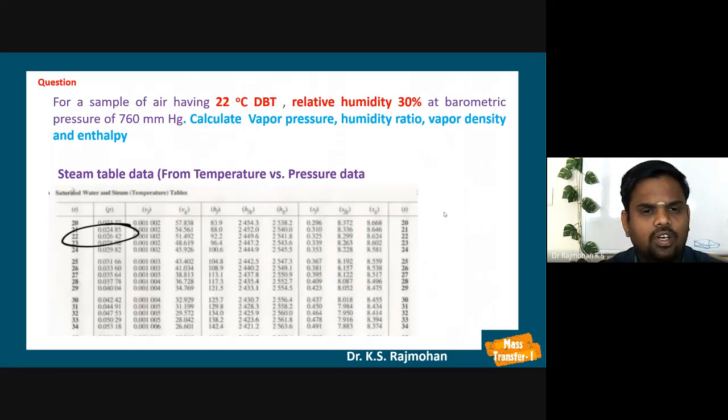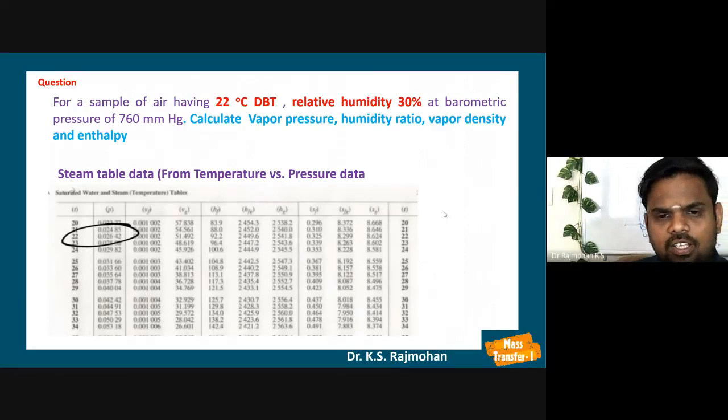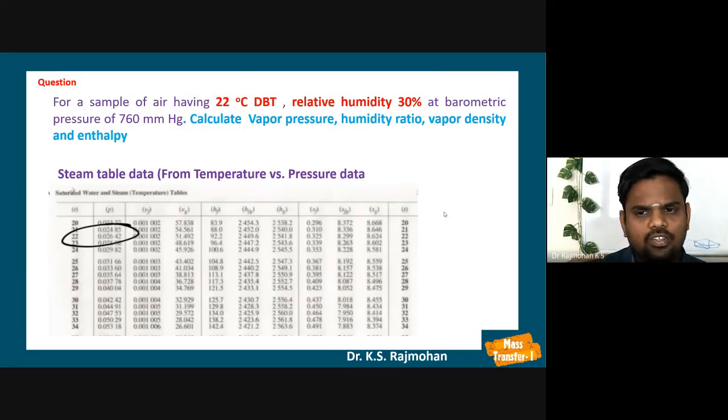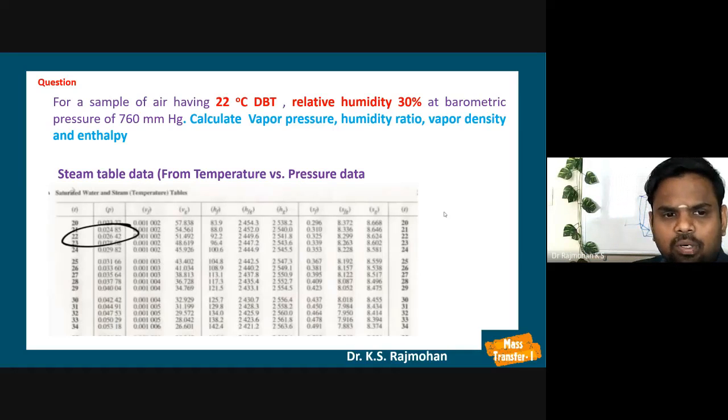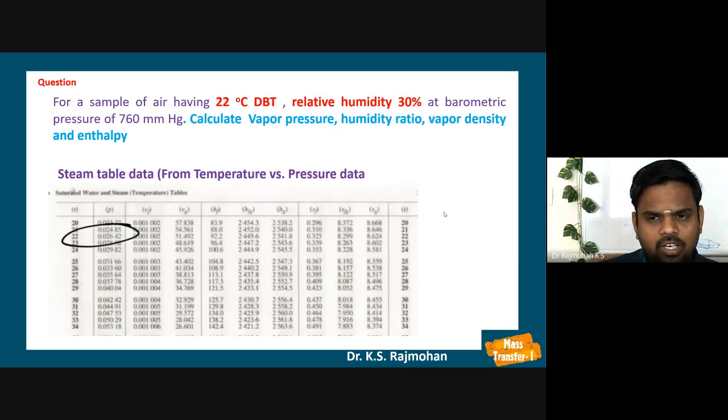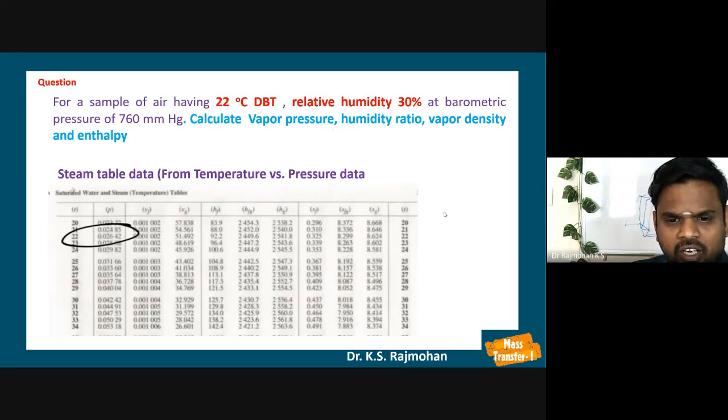Next, for a sample of air having 22-degree dry bulb temperature and relative humidity of 30% at barometric pressure of 760 mm mercury, calculate the vapor pressure, humidity ratio, vapor density and enthalpy. Okay, so in this problem we are making use of steam table also.